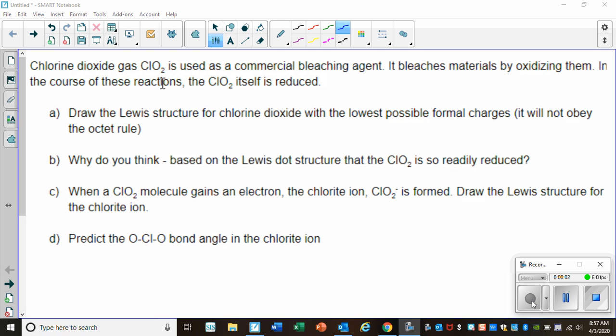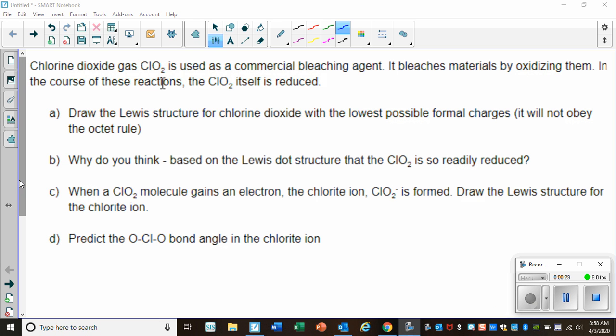All right, so this is the third of three review problems that I wanted to go through. This one focuses a bit more on bonding, which is everyone's favorite topic, and one that we really haven't covered too much with these other problem sets. So first thing, we have ClO2 used as a commercial bleaching agent. It bleaches materials by oxidizing them, and in the course of these reactions, ClO2 itself is reduced.